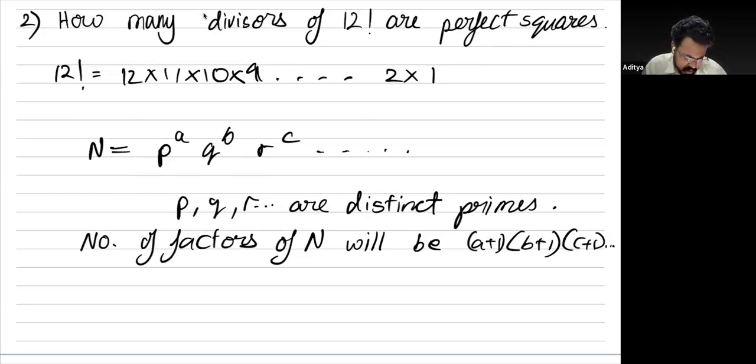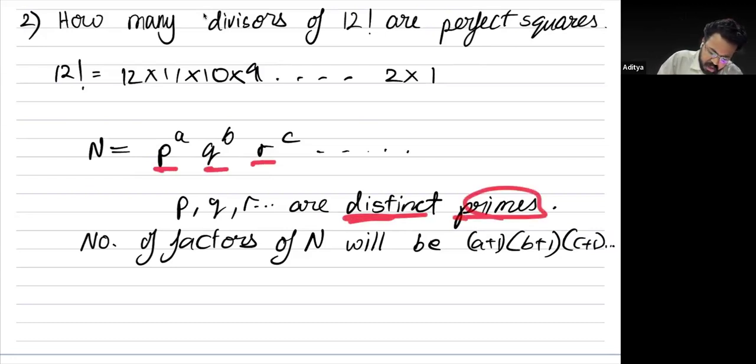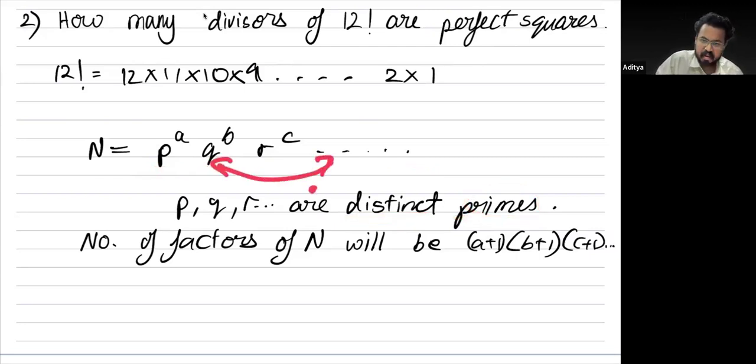Mehak is asking what distinct primes means. Distinct means different. Primes are prime numbers. So all of P, Q, R, and so on are different prime numbers. There are no two placeholders here that are the same prime number, and all are prime numbers. Okay, Jilesh, correct answer. Very good.